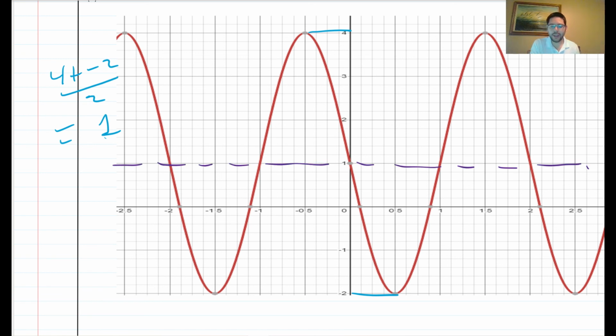All right, my amplitude, that distance right there, is actually going to be 3 units. Okay, so my amplitude is 3. So we know A is 3, we know D is 1.